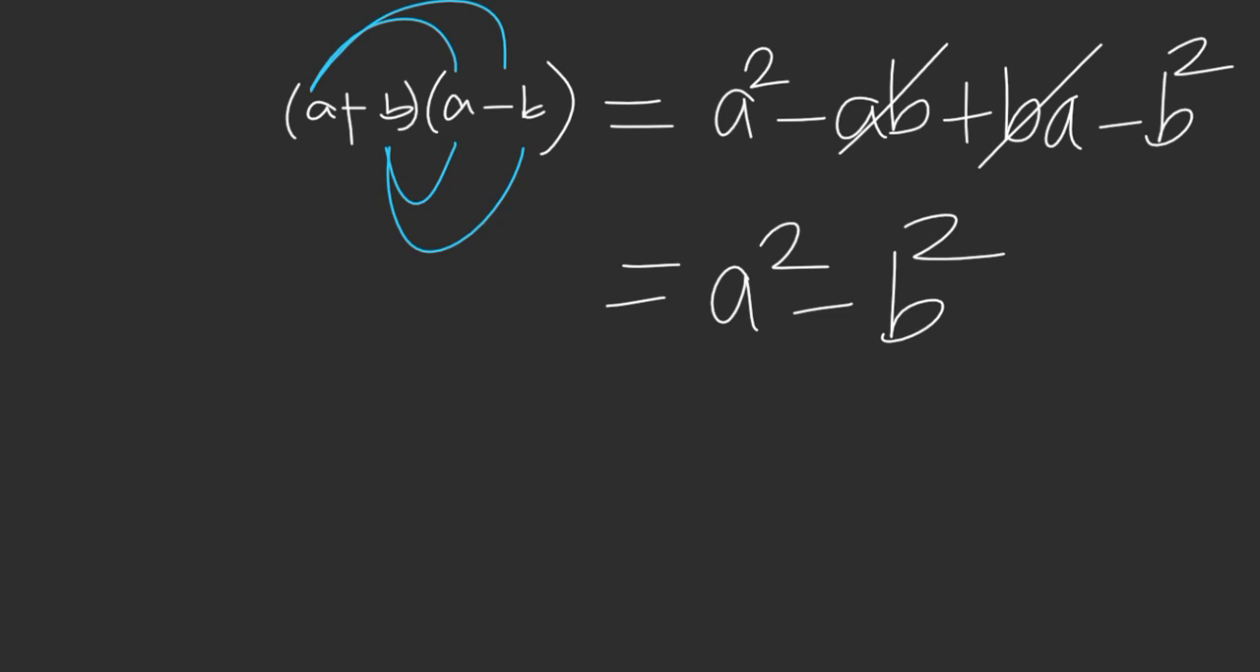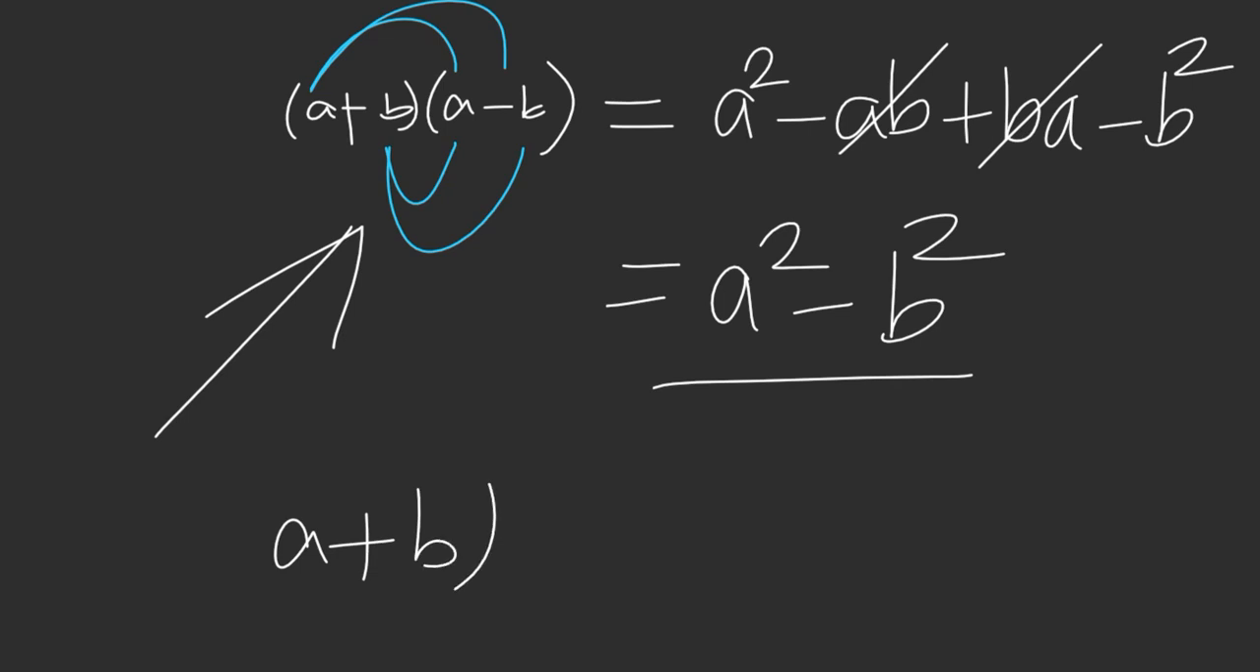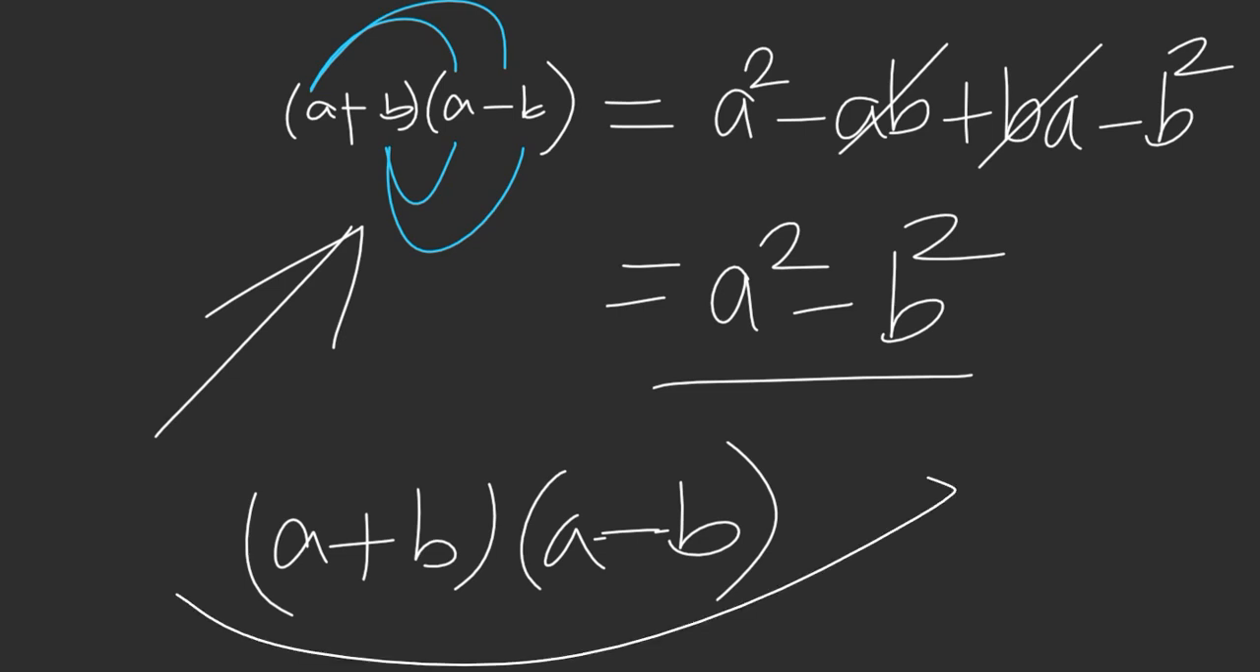Now this is the expanded form and this is your factor form. Wherever you see the terms are getting multiplied, right, here a plus b is getting multiplied to a minus b, so that is our factor form. So if you are being asked to factorize a square minus b square, then this will be your factor form.